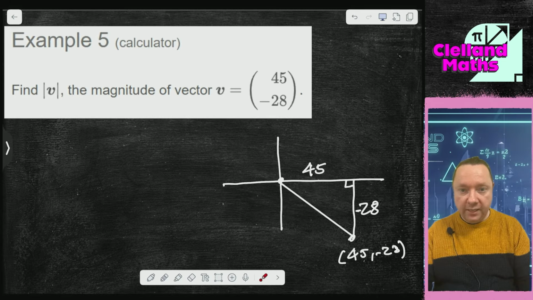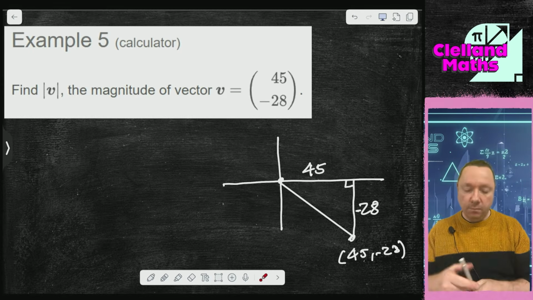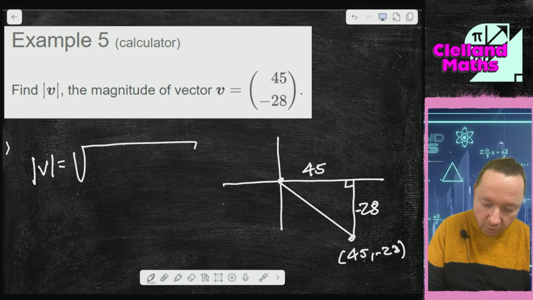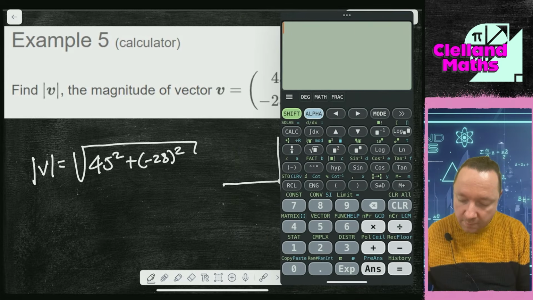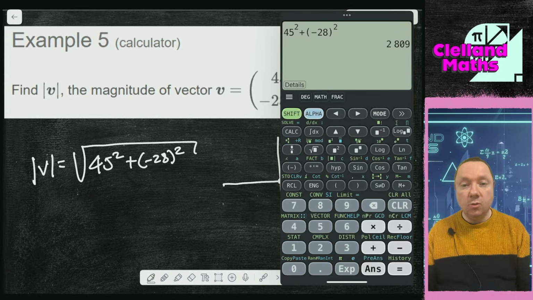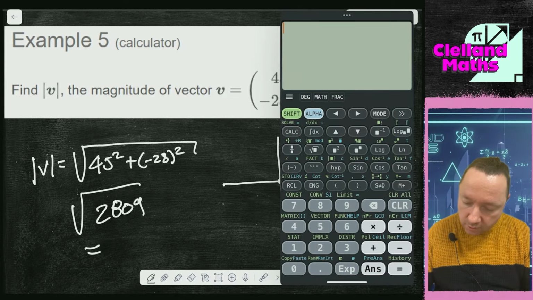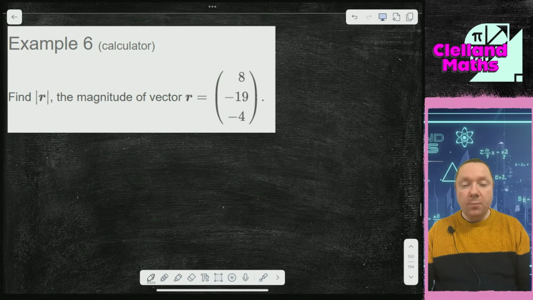And if it's three numbers with 3D, then you do all three numbers squared and square rooted, because that's like a space diagonal. So let's do this one. The magnitude of V is equal to the square root of 45 squared plus minus 28 squared. Now you can either just drop that minus, or remember to actually put brackets around it, minus 28 in brackets squared, so that it actually squares it properly. 2809. Square root of 2809 is 53, and that's it. We're done there.